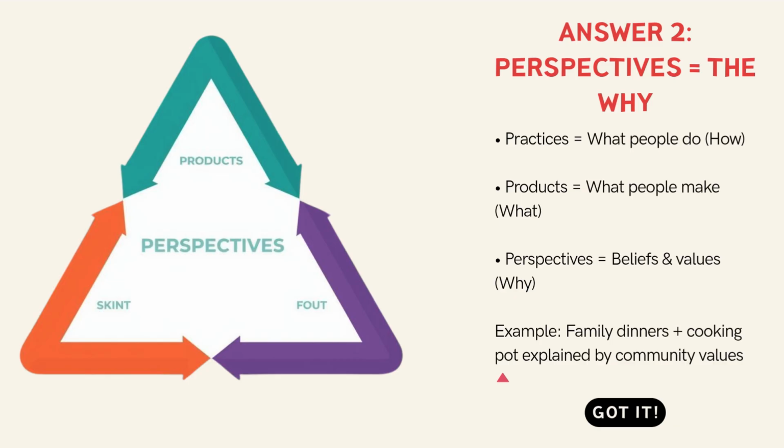For example, take a culture that values community and family. That's the perspective. The value explains the practice of having huge family dinners every Sunday. And that value also explains the product, the need for a massive, specialized cooking pot to feed everyone.